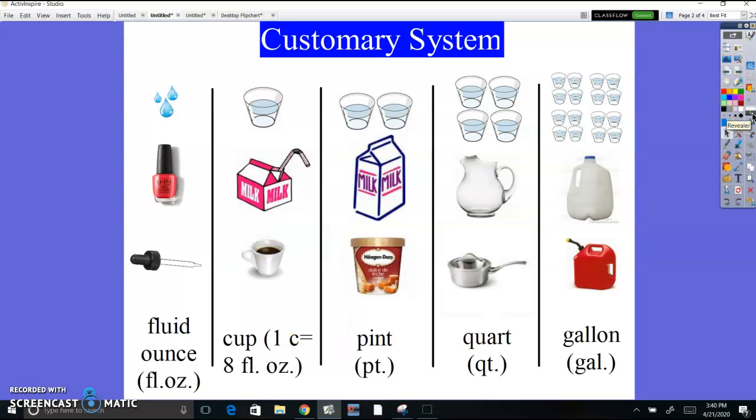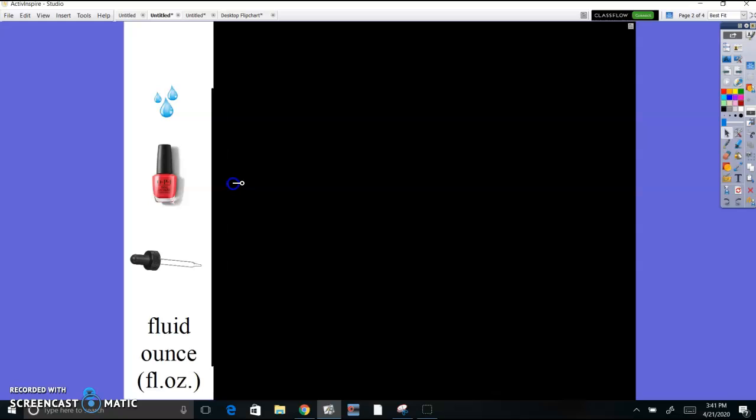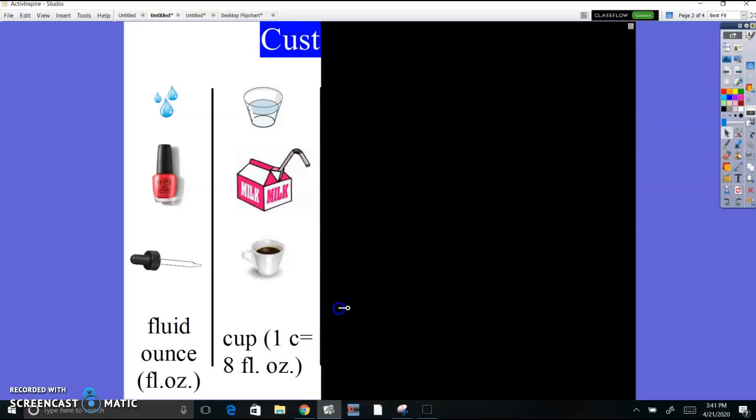Here are our customary units. I will introduce them to you one by one. The first one is fluid ounce. A few drops makes a fluid ounce. For example, a bottle of nail polish or an eyedropper holds a few drops of liquid, which means a few fluid ounces. If you have 8 fluid ounces, that makes 1 cup. The abbreviation for fluid ounces is FL OZ. The abbreviation for cup is C.